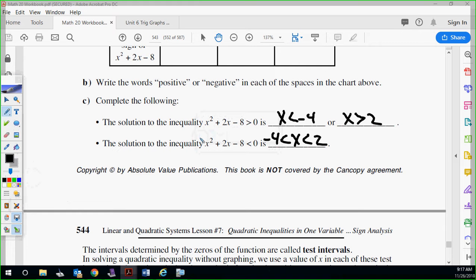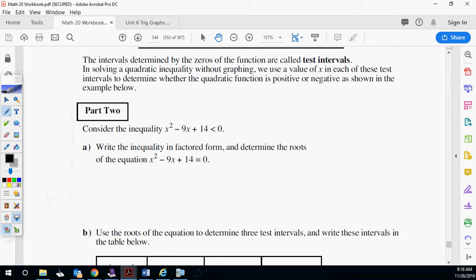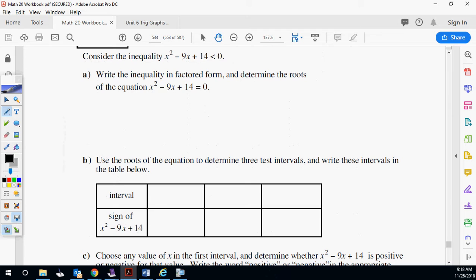Okay, let's do part 2. The intervals determined by the zeros of the function are called test intervals. In solving a quadratic inequality without graphing, we use a value of x in each of these test intervals to determine whether the quadratic function is positive or negative. So now we're not going to use a graph. Part 2, consider the inequality x squared minus 9x plus 14 less than 0.